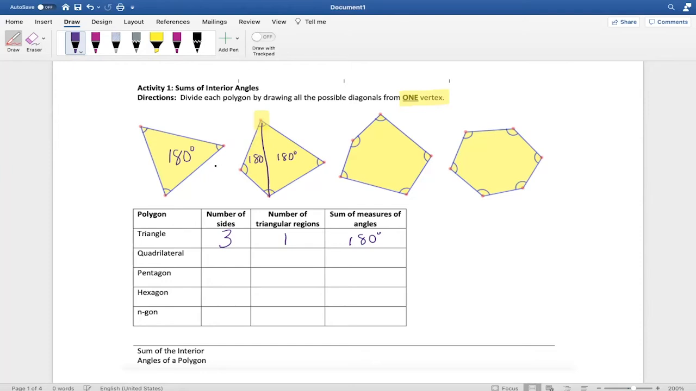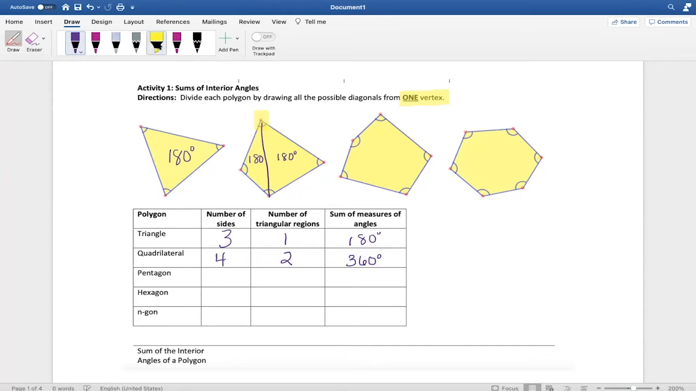So any quadrilateral has 4 sides, and I can divide it up into 2 triangular regions. And because we have 2 sections that are both 180, that gives me a total of 360 degrees. So in any quadrilateral, the sum of angles equals 360 degrees.